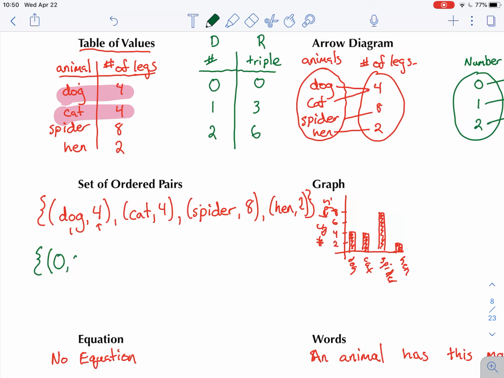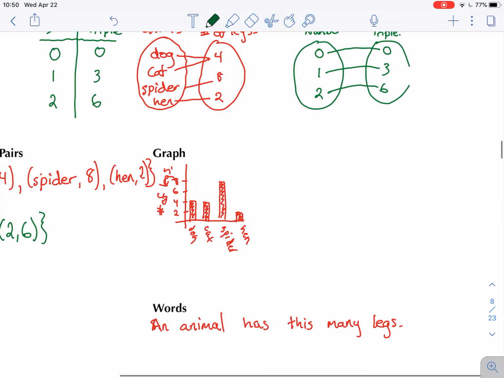Now we're going to write this as a set of ordered pairs. Remember, my domain value goes first, so 0, 0. Then my second value is 1 in my domain, goes to 3 in my range, and then 2 in my domain goes to 6 in my range. And those are the 3 pieces of value that I have. Right, now we're going to graph these.